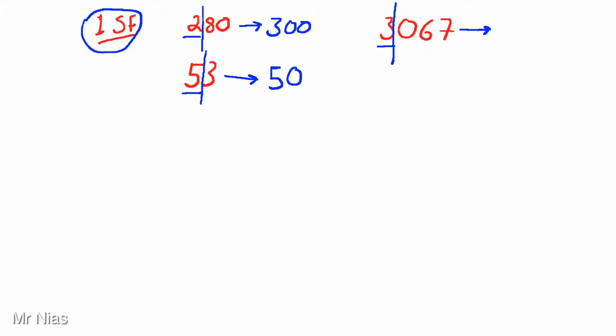And I have a little peek over my fence that I've drawn to the 0. Well, the 0 is not 5 or above, so I don't round up my 3. I keep it as it is. Remember, my answer can't just be 3. It must be close to my original number, which is, of course, 3,000, which is close to 3067. One more example, and then we can do some estimating.